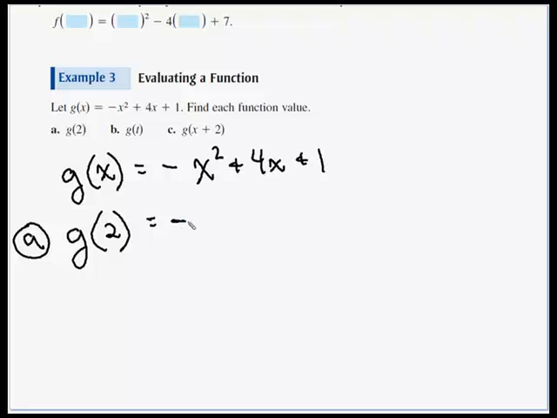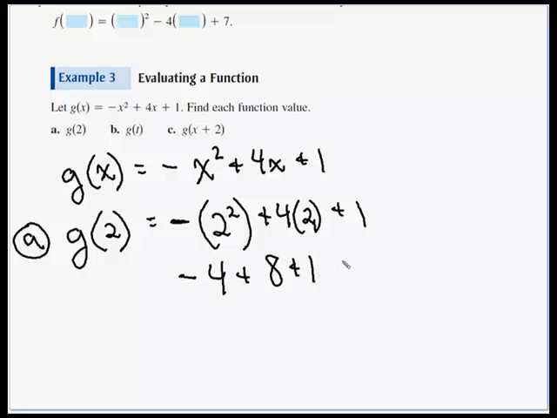Now careful, this negative is not part of this. It's not negative 2 quantity squared, it's negative 2 squared. And then we're going to have plus 4 times 2, replace that x with a 2, and then add 1. So let's see, here we get negative 2 squared is 4, plus 2 times 4 is 8, plus 1, so that turns into 5. So g of 2 is equal to 5.